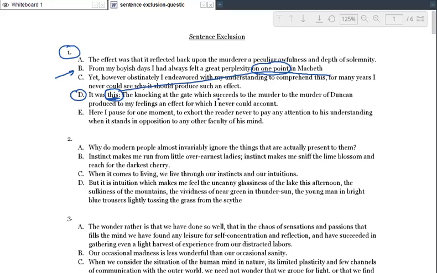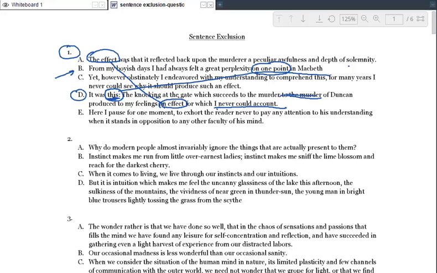The knocking at the gate which succeeds to the murder, this is repeated, okay? Which succeeds to the murder of Duncan, produced to my feelings an effect for which I could never account. Could never account means could give no explanation. What will come next? A, right? The effect was that it reflected back upon the murderer a peculiar awfulness and depth of solemnity, right? So the knocking at the gate which succeeds to the murder produced to my feelings an effect. So this effect and 'the effect' are connected, correct? So I have made this connection.